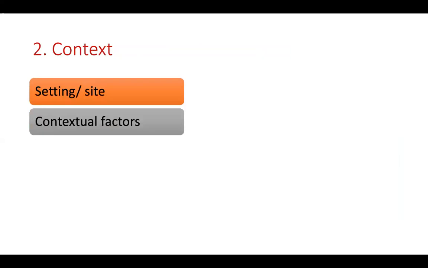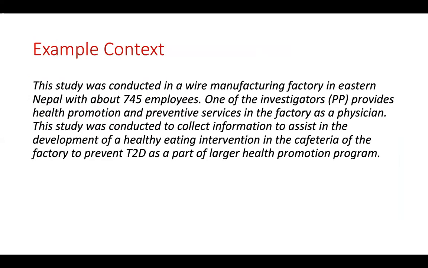Second important thing is to report a context, site, and the contextual factors. So for example, in this study, we have said that this study was conducted in a wire manufacturing factory in eastern Nepal, with about 745 employees. One of the investigators, PP, provides health promotion and preventive services in the factory as a physician. So this is providing a context of what is the relationship of one of the researchers with the participants.